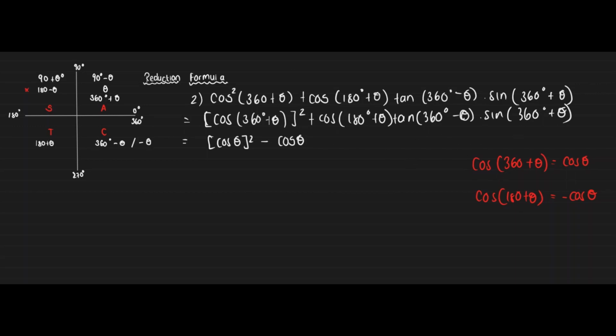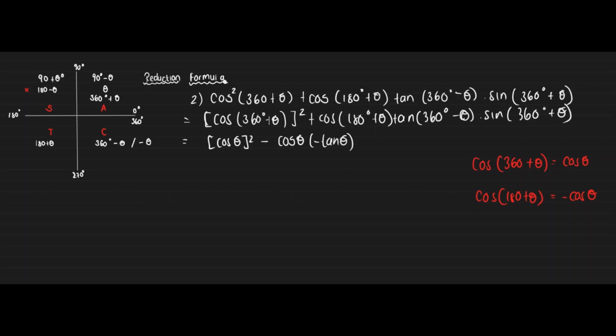And the next one is tan. I'm not going to write it on the side anymore. Tan, we need to look at 360 minus theta. 360 minus theta is here. It says only cos is positive and the rest is negative. And since this one is tan, this is going to be multiplied by, put it inside the bracket, so it's going to be minus tan theta.